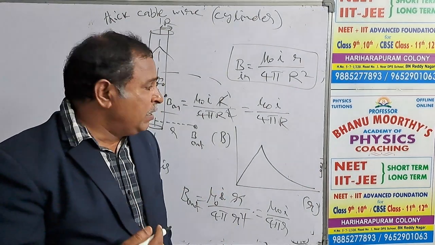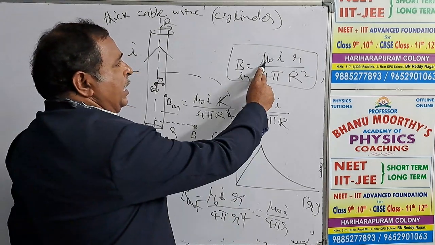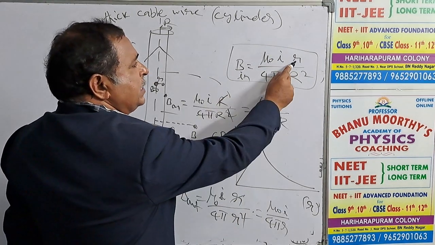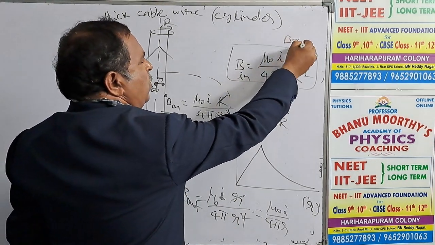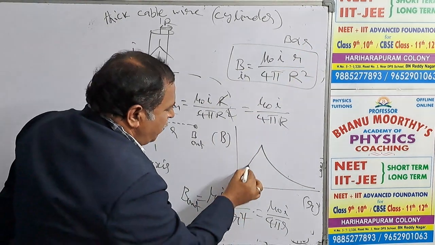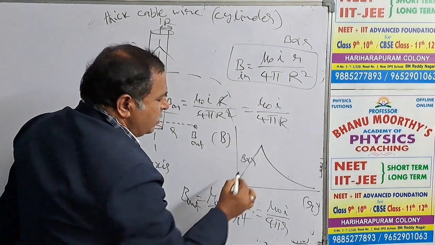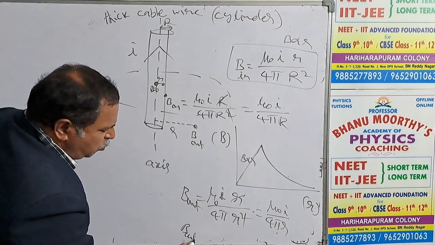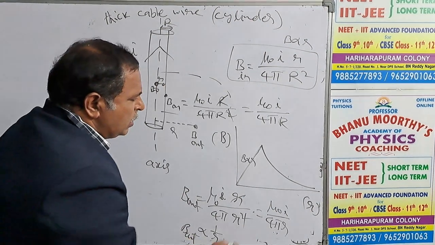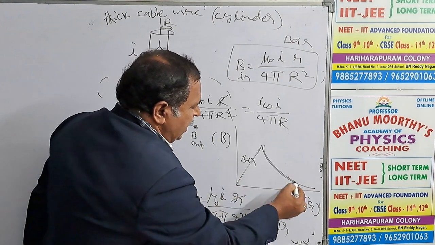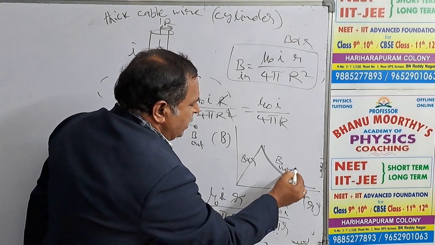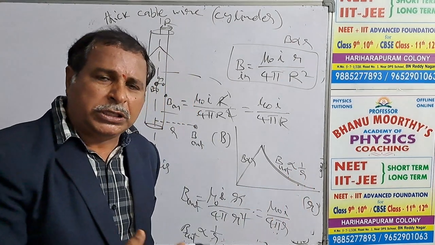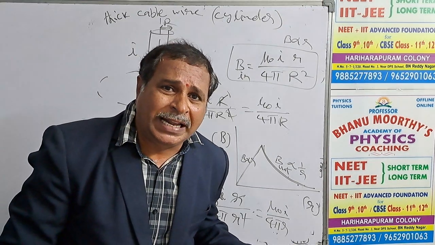But inside it varies directly with r, so B is proportional to r. That's why the graph is directly proportional inside, and outside B is inversely proportional to r. This question also came in the 2023 entrance examination.